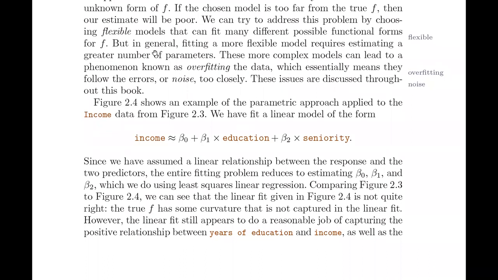If the chosen model is too far from the true f, then our estimate will be poor, and there are many ways of measuring how good one's estimate is. We can try to address this problem by choosing flexible models that can fit many different possible functional forms for f. But in general, fitting a more flexible model requires estimating a greater number of parameters. So it's computationally going to be more intense, and you even have to have the data in the first place.